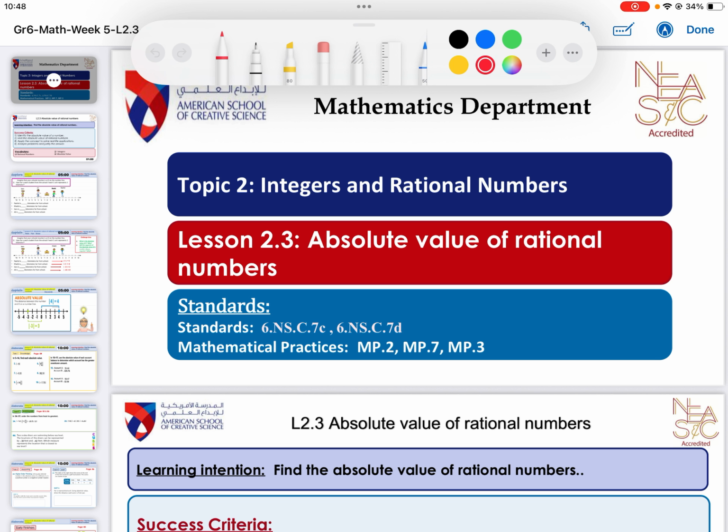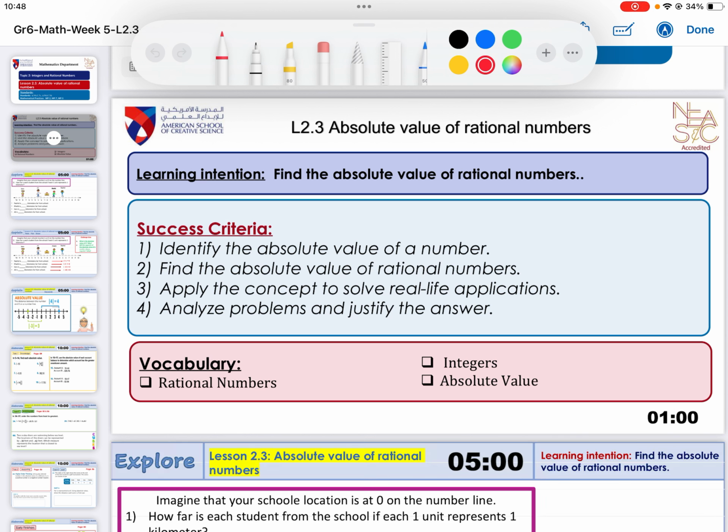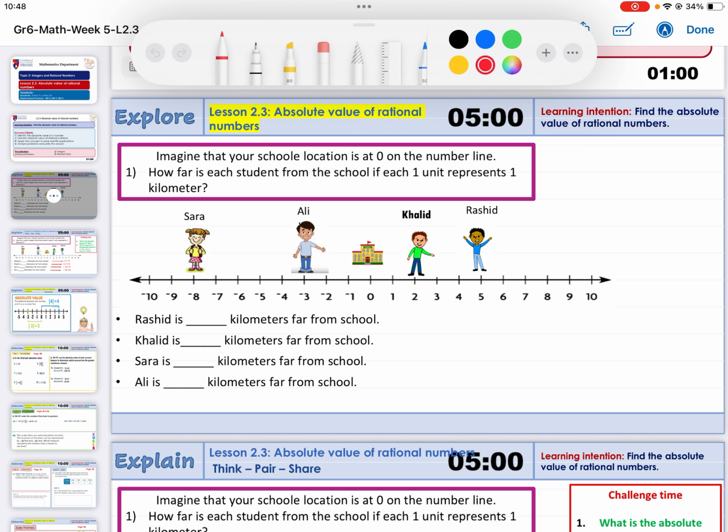That will be lesson 2.3. So let's start. The key point of this lesson is to find the absolute value of rational numbers. Okay, so we have here a real life application. Imagine that your school is located at 0 on the number line. So how far would each student be away from the school if each one unit represents 1 kilometer?